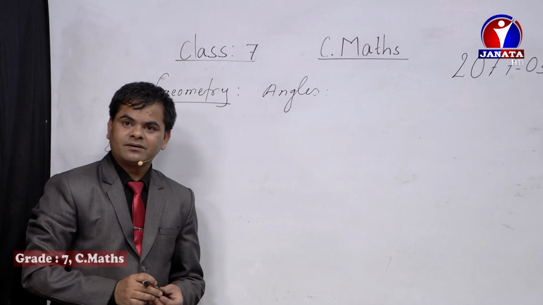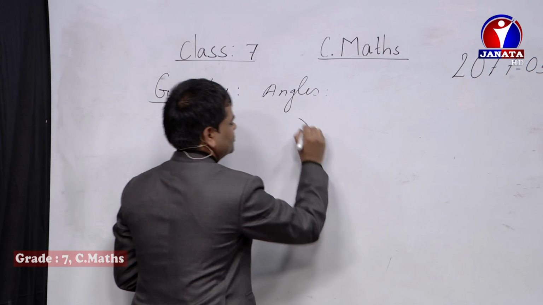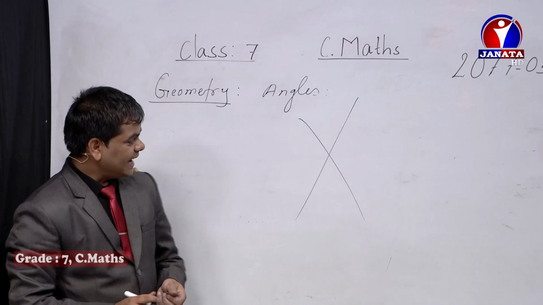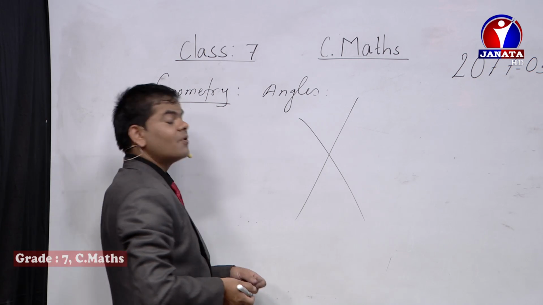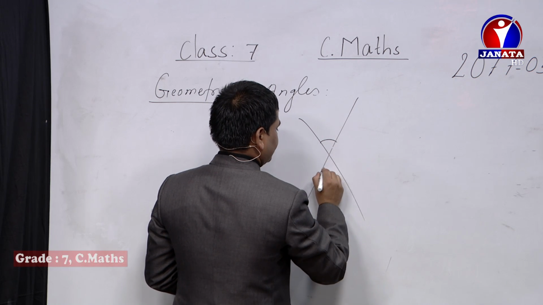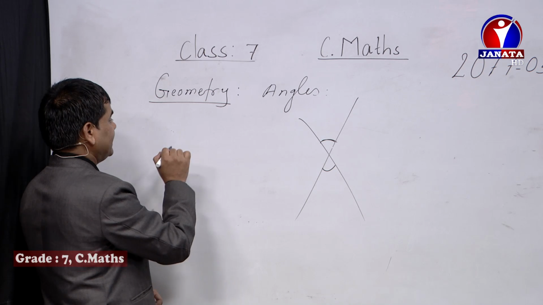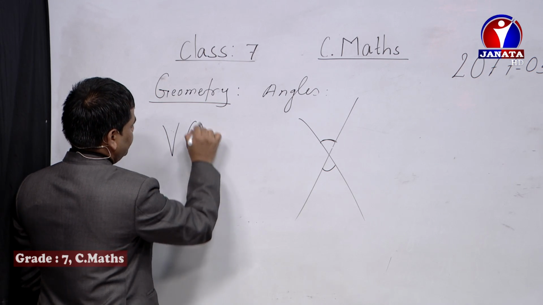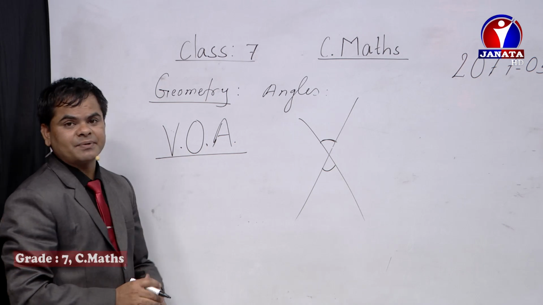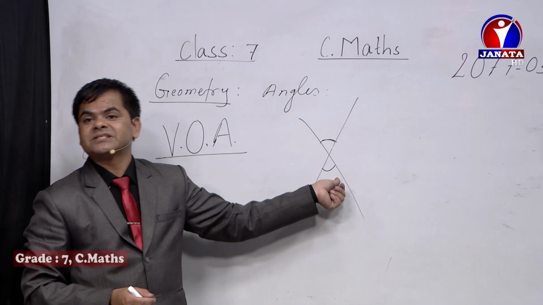What about vertically opposite angles? Have you seen, dear students, two straight lines crossing over each other many times, isn't it? At that time, four angles are formed. Now with respect to this angle, this one will be the vertically opposite angle. Simply we write vertically opposite angle as VOA. In short form I am going to write here. What do you mean by VOA? VOA represents vertically opposite angles, and these two are vertically opposite angles, dear student.